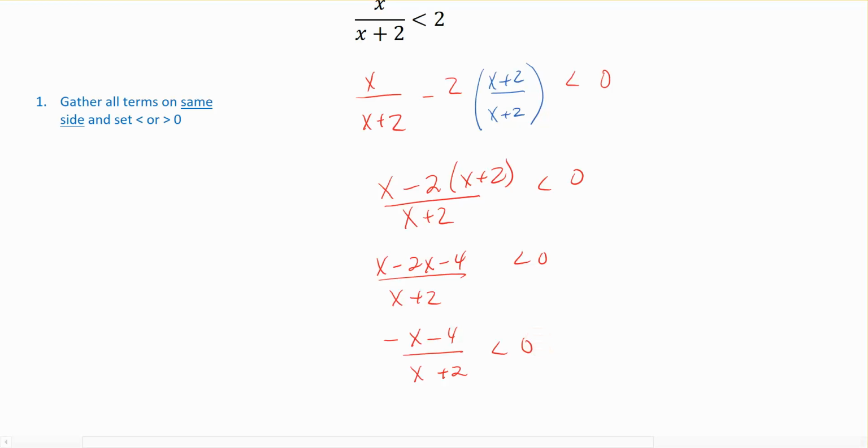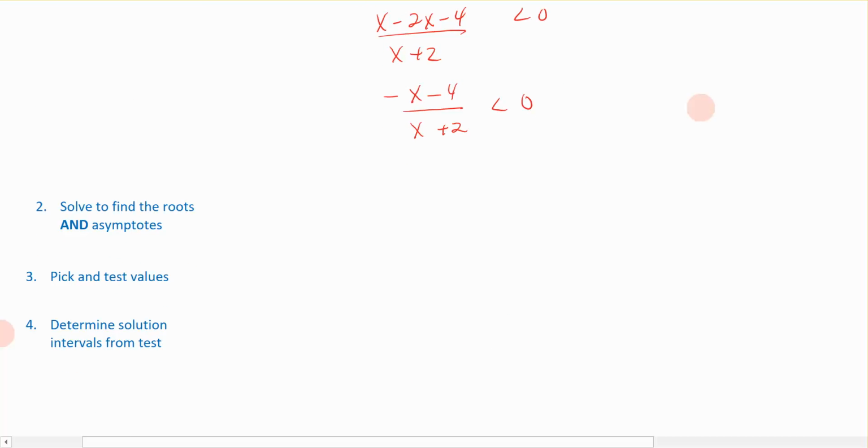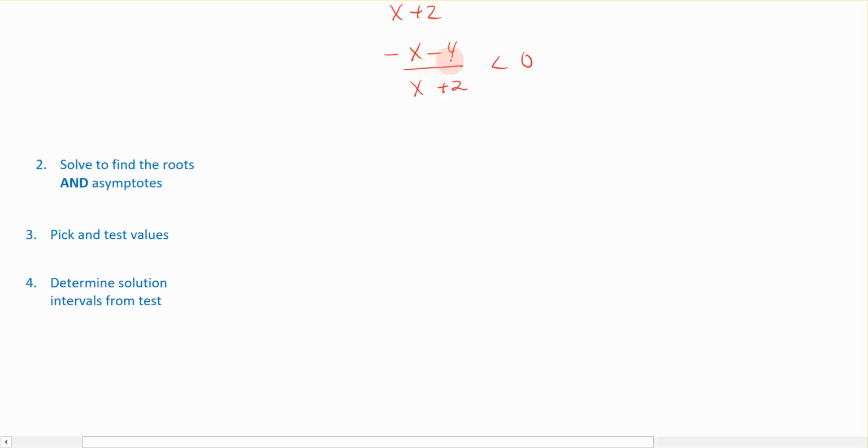Okay, I will caution you that when students move from this step here to this step here, they try to do this whole thing in their head and they forget that they are actually distributing a negative 2 to that second term. So they miss the sign down here on what it is that they're doing. So watch out for that. Now, this is the rational inequality that I want to talk about for the remainder of the question. To that, we are going to solve it to find the roots, and we're going to find its asymptotes.